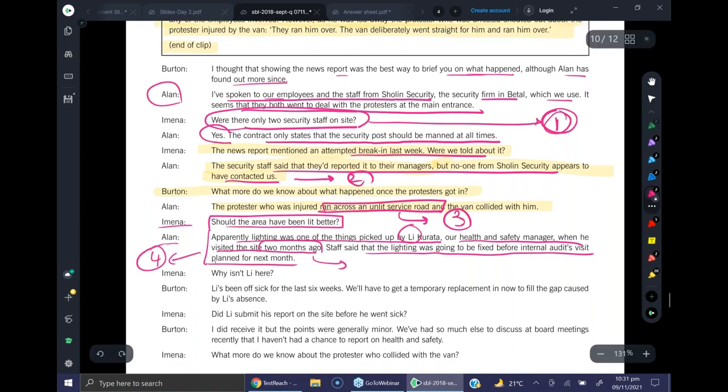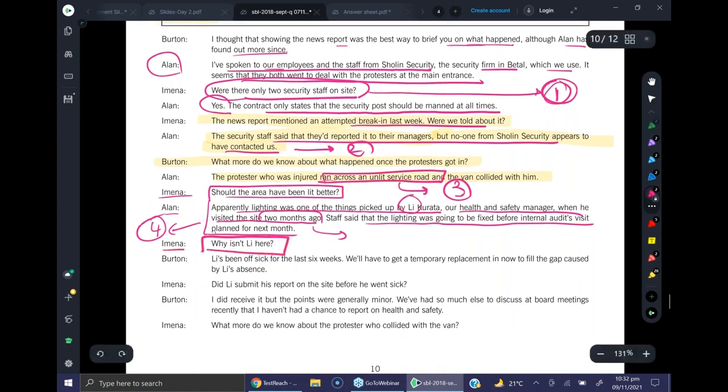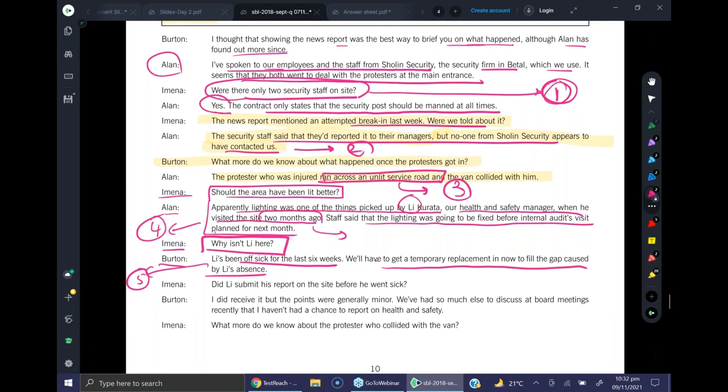Amina says, why isn't Lee here? I mean, in the meeting. So Burton says, Lee's been off sick for last 6 weeks. We'll have to get temporary replacement in now to fill the gap caused by Lee's absence. Another problem. So who is Lee? He's the health and safety manager, and he is sick for last 6 weeks, and now only they are getting the replacement. What's the consequence? The consequence is that the areas which Lee picked up were not followed up and were not fixed, right?